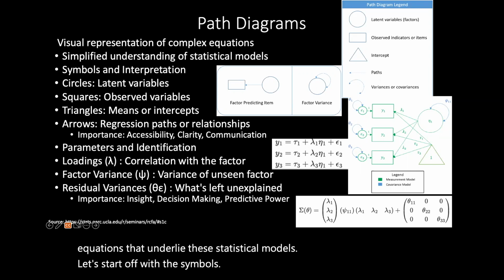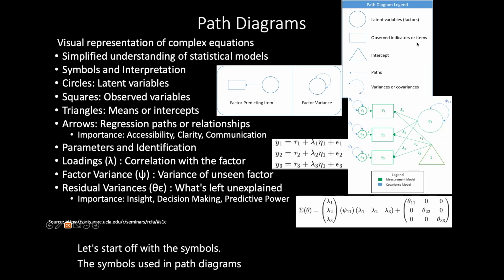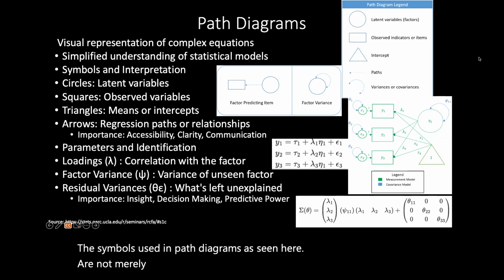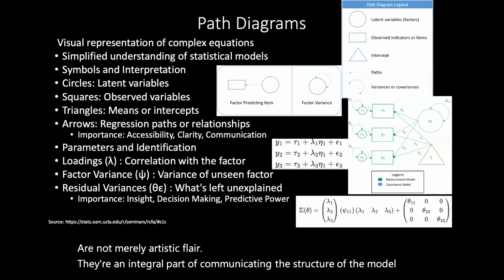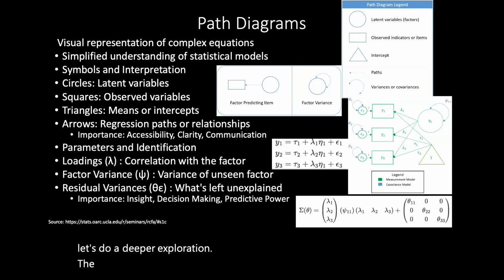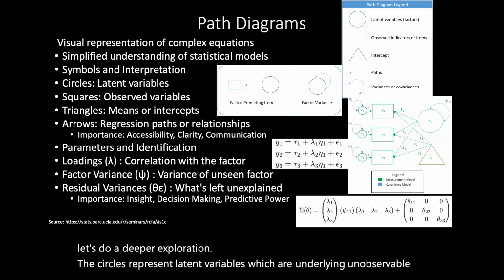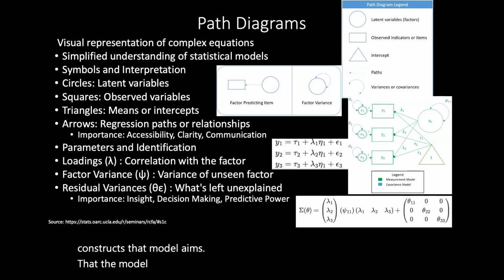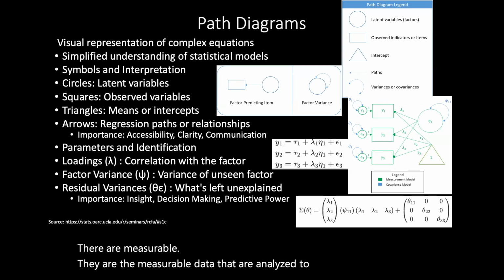The symbols used in path diagrams, as seen here, are not merely artistic flair. They're an integral part of communicating the structure of the model. Let's do a deeper exploration. The circles represent latent variables, which are underlying unobservable constructs that the model aims to measure. Then there are the squares. These symbolize observed variables or indicators. They are the measurable data that are analyzed to understand the underlying latent constructs.